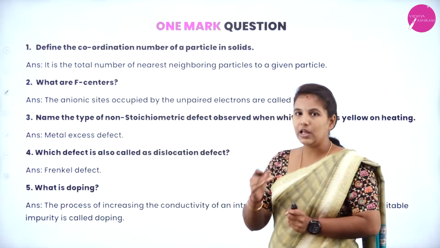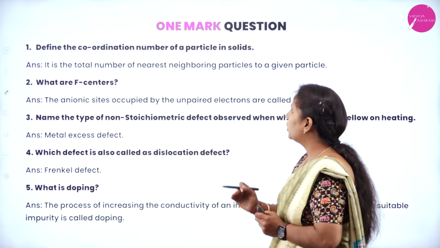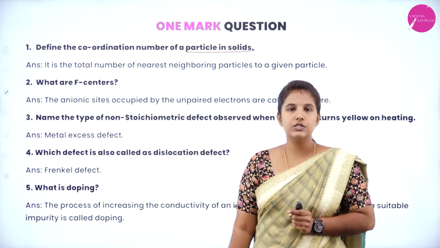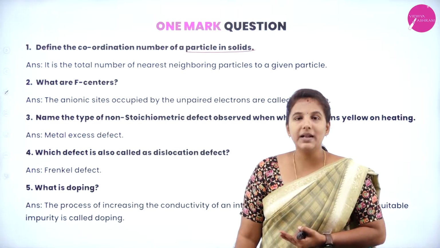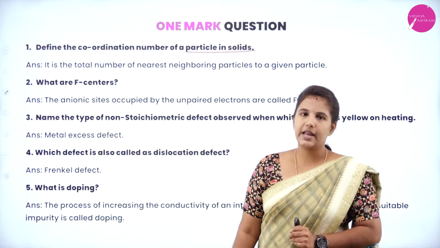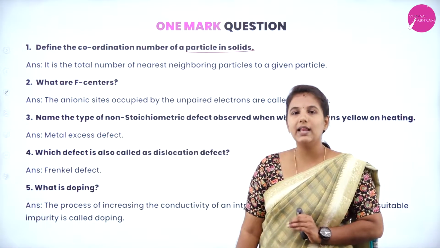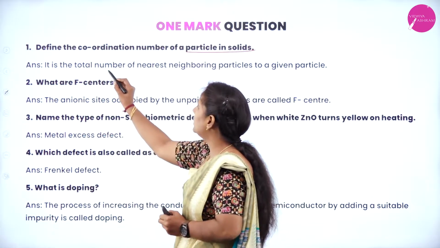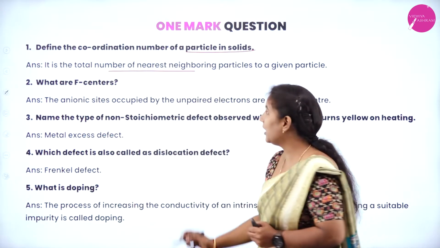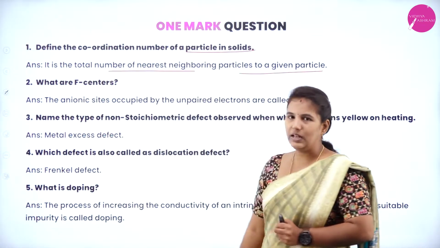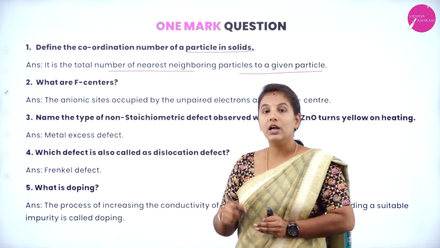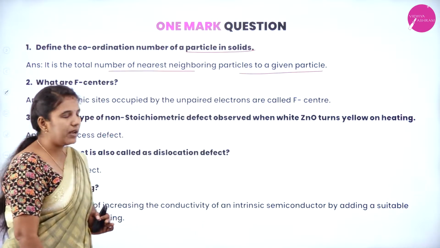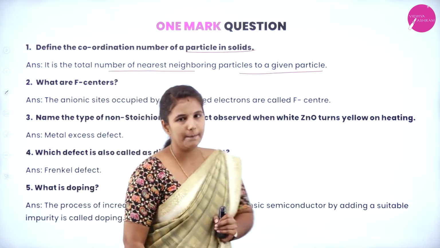We'll see the 1-mark questions. The questions will go like this. Define coordination number of a particle in a solid. This is the most repeatedly asked question in your second PUC chemistry. So what is the coordination number? It is the total number of nearest neighboring particles to a given particle. It is known as the coordination number.